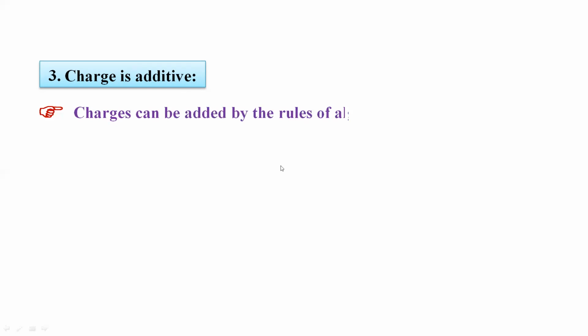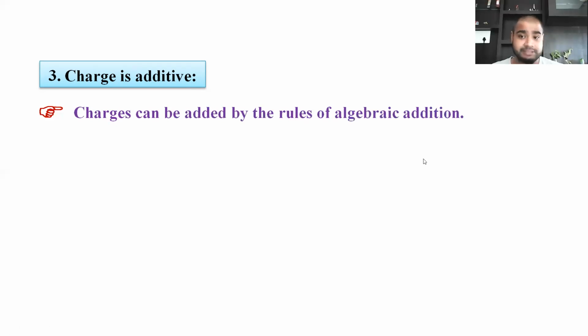Moving ahead to the last one, that is called charge is additive, or additivity of charges. Now, what is additivity of charges? Listen to this. If a system contains a number of point charges, the total charge of the system is the algebraic sum of all the charges present in the system. I repeat, the total charge of the system is the algebraic sum of all the charges present in the system. This is called additivity of charge. So charges can be added by the rules of algebraic addition.